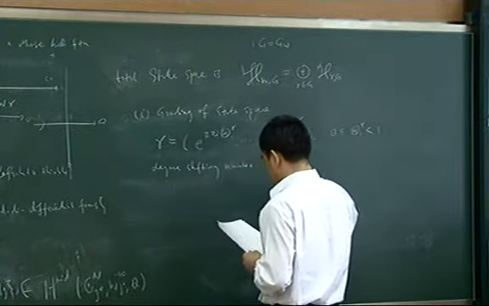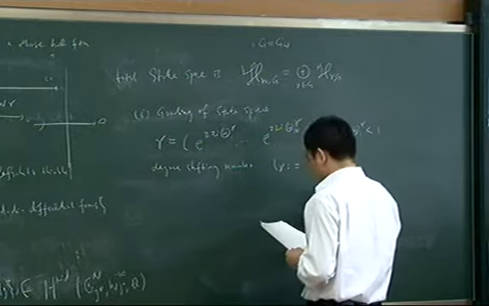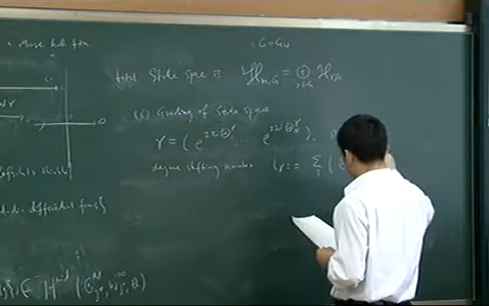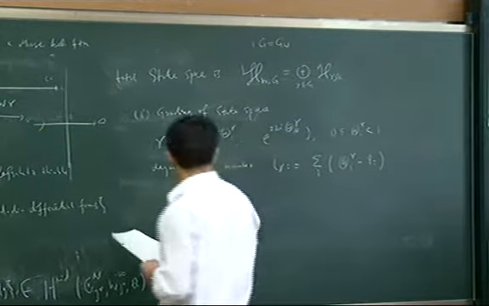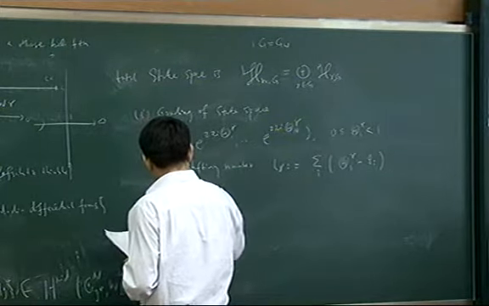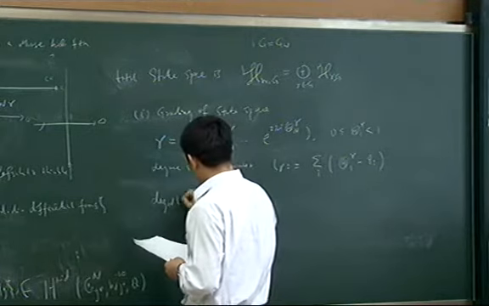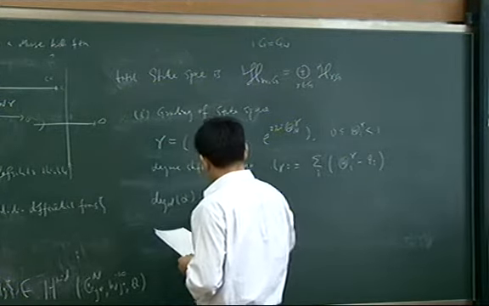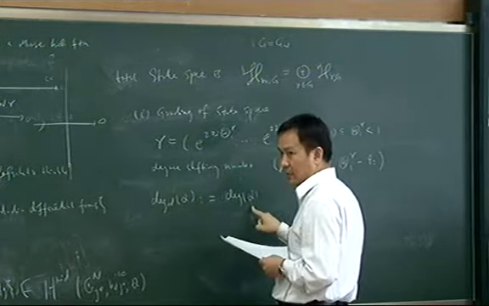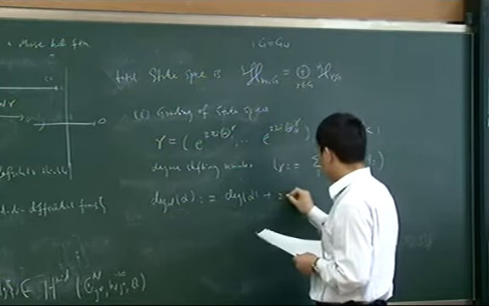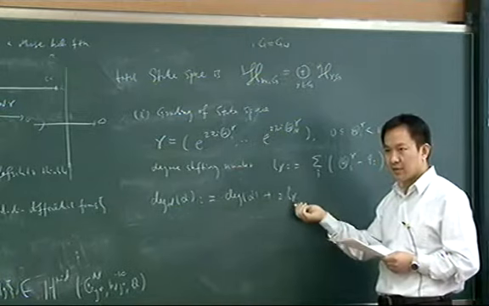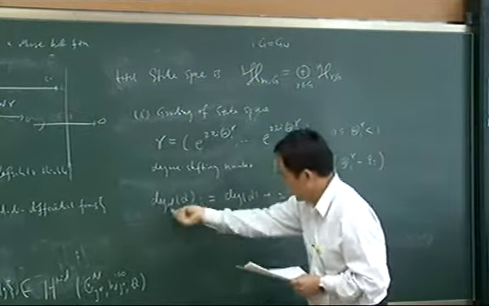Eta gamma is defined as the sum of set I gamma minus Qi. And so we can define the degree of element alpha. This is defined as the degree of the form of alpha plus 2 times eta gamma, the degree shifting number. So we get this degree.